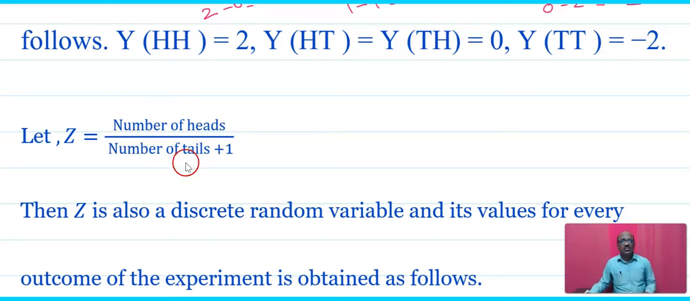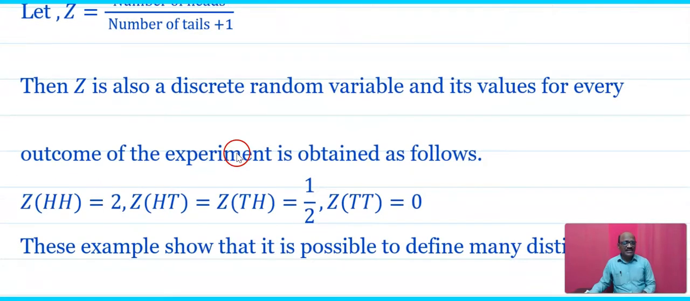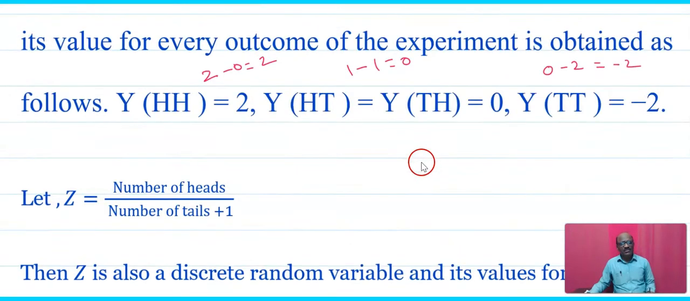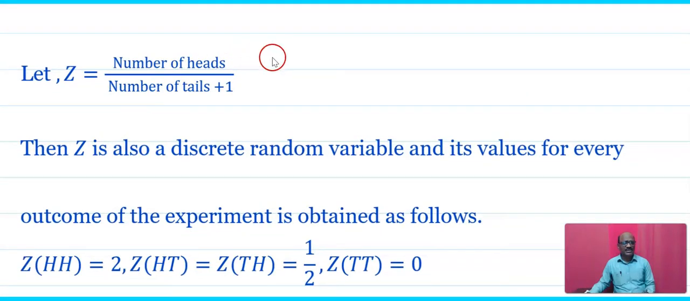And in this way, you can define another random variable Z, which is equal to the number of heads upon the number of tails plus 1. Then Z is also a discrete random variable and its value for every outcome of the experiment is obtained as follows. Now, first, Z means what? The number of heads, that was in the first experiment, is 2. Okay. The number of tails is 0. 0 plus 1, that is 1, and you will get 2 here. Therefore here it is 2. What about the second? The number of heads is 1 and the number of tails plus 1, that is 1 plus 1, so you will get 2 here, that is equal to 1 upon 2.